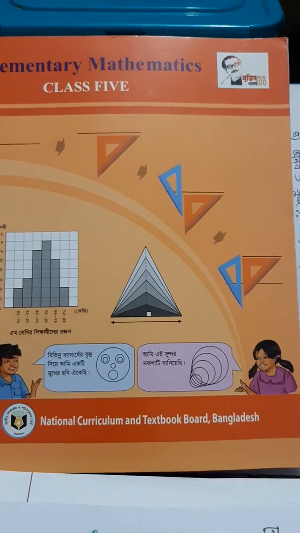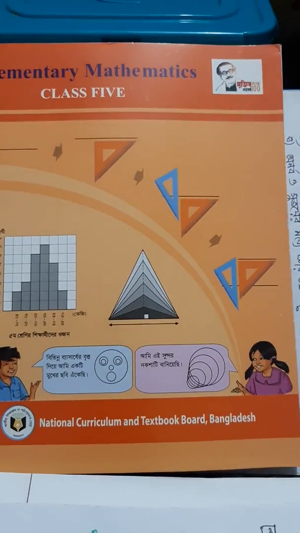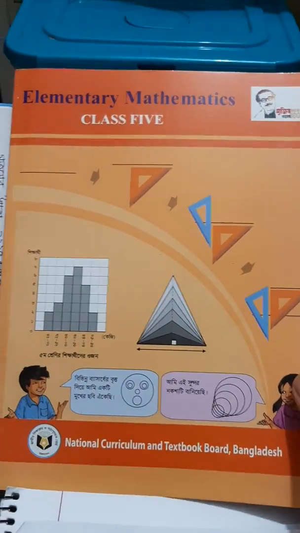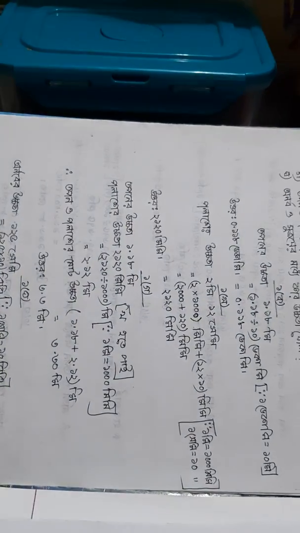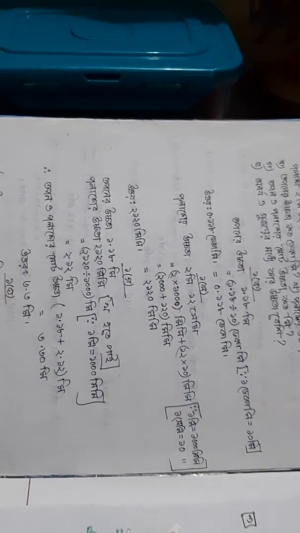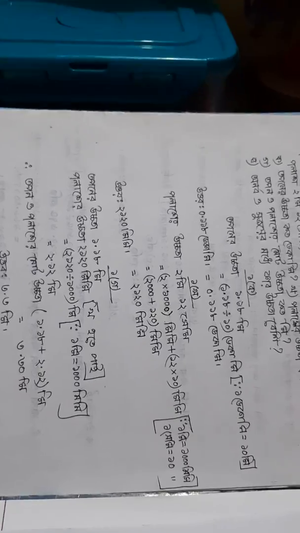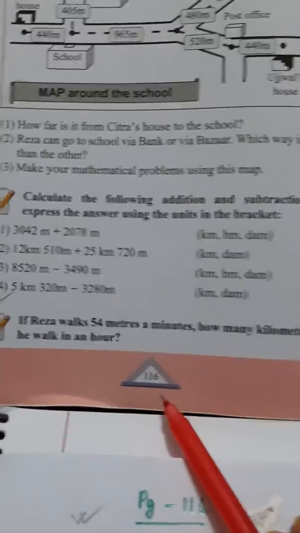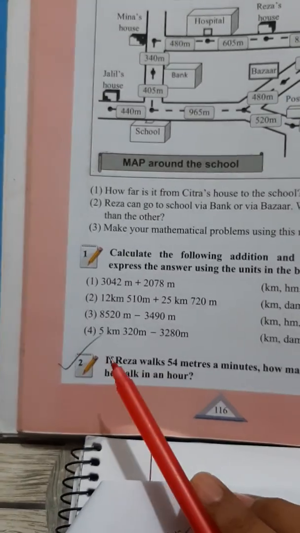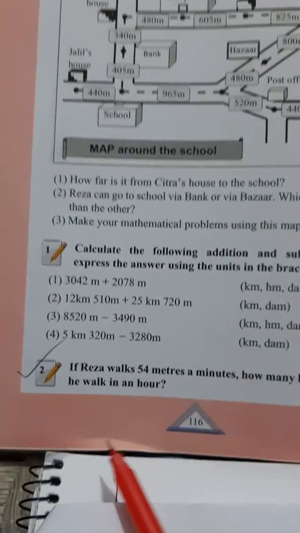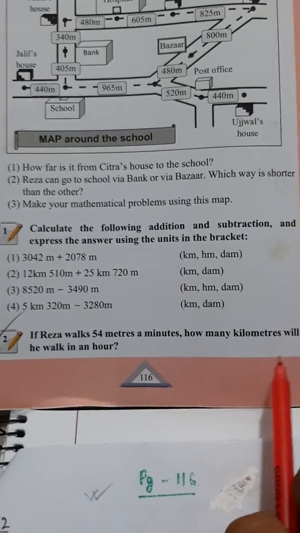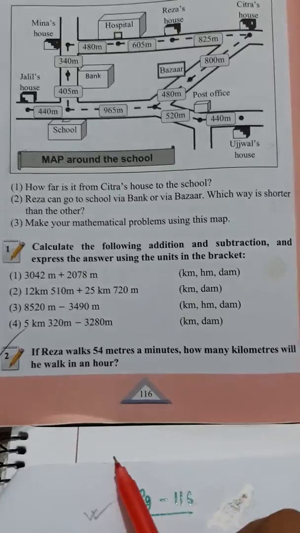We start our activities. So you open your math book and page number 116. You know we solve the chapter 11a measurement. So you open your math book page number 116. Pencil 2. If Reza walks 54 meters a minute, how many kilometers will he walk in an hour?